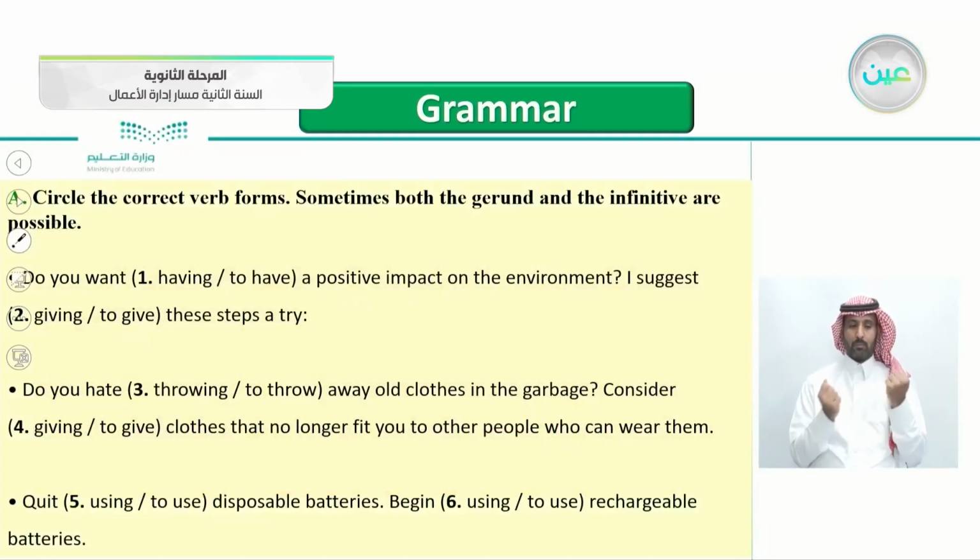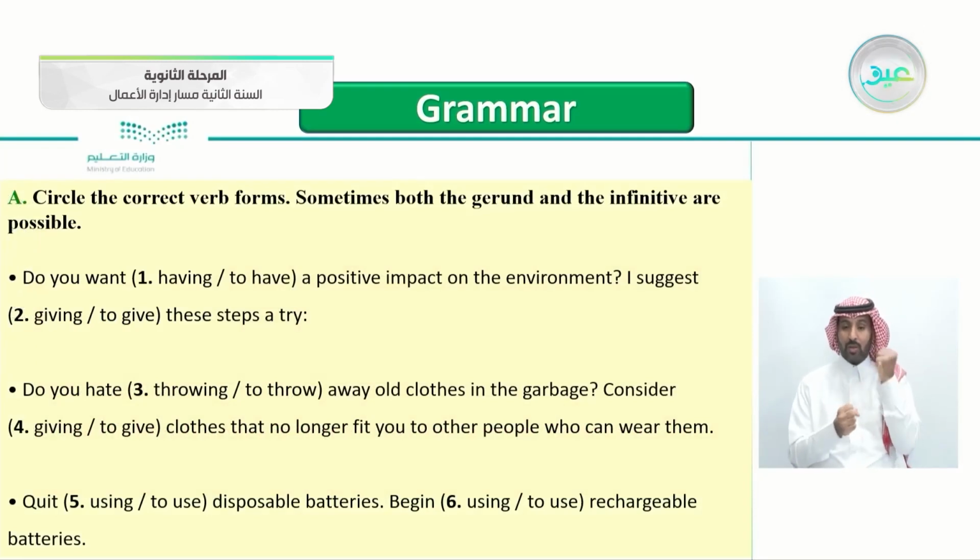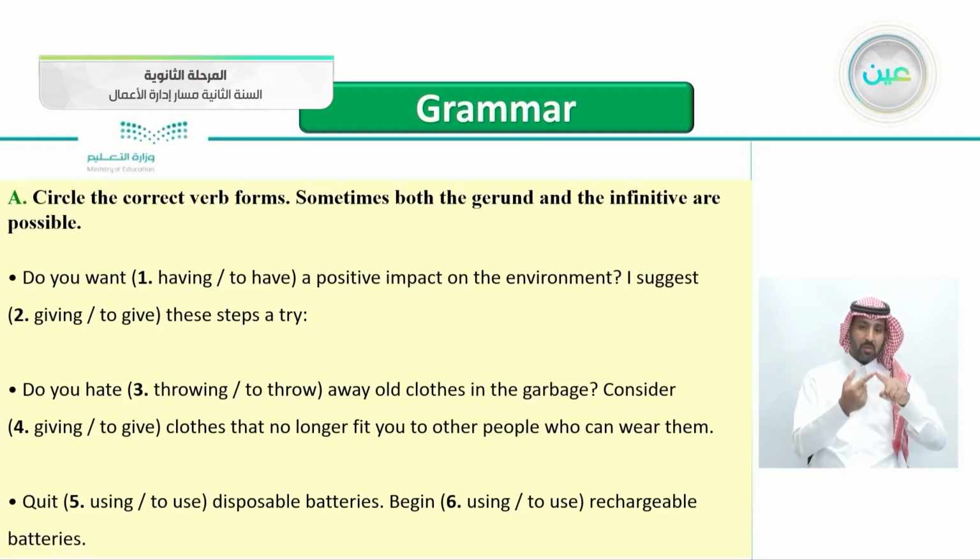Exercise A here. Exercise A, circle the correct verb forms. Sometimes both the gerund and the infinitive are possible. Of course, we know that. So the first one, do you want? So this is the verb. Want, do we say having or to have a positive impact on the environment? So number 1, do you want, having or to have?